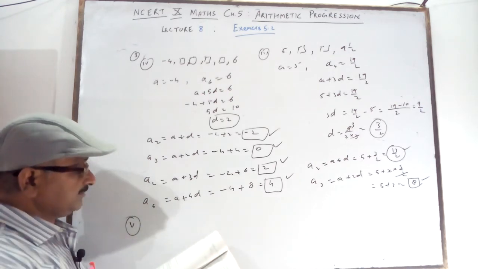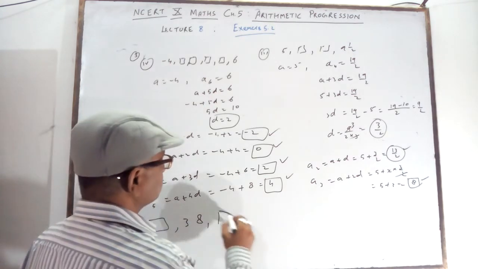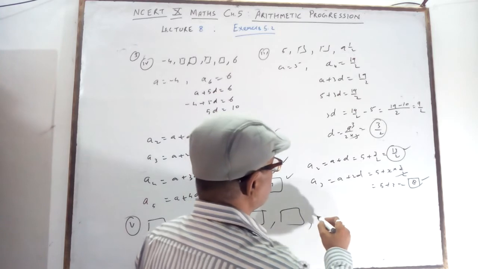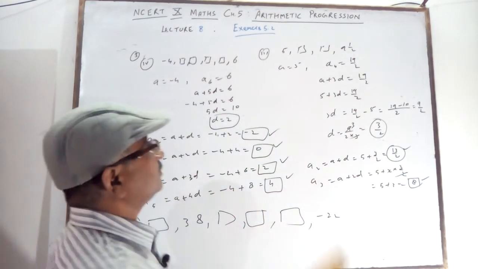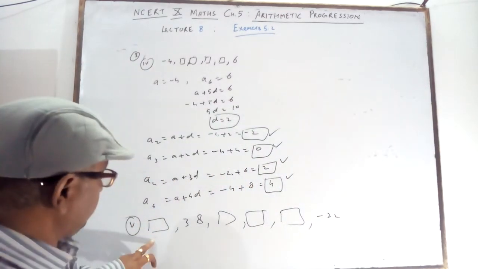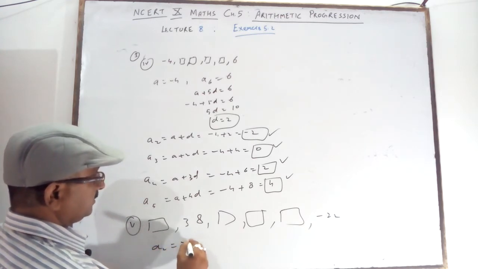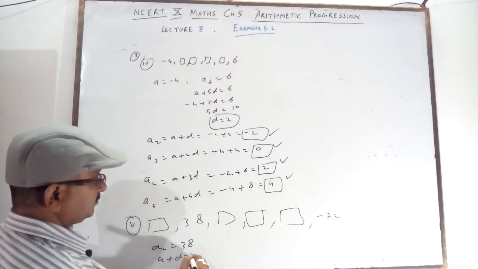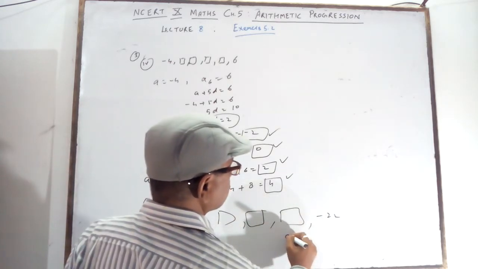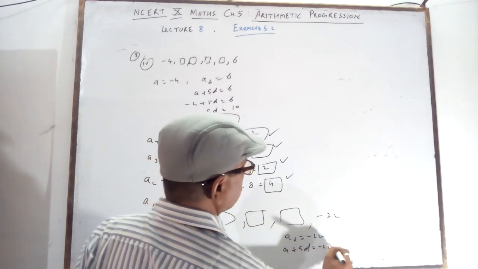The fifth part of this question is given: box, 38, then 3 blanks, and at last it is given -22. You will get this question. A is not given. A2 is given, how much? 38. Means A plus D is equal to 38. Equation first. 2, 3, 4, 5, 6. A6 is given -22, means A plus 5D is equal to -22.